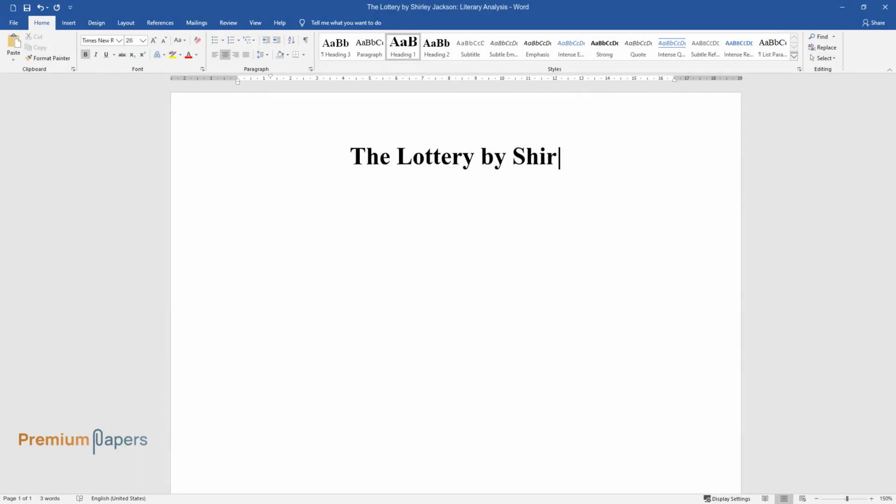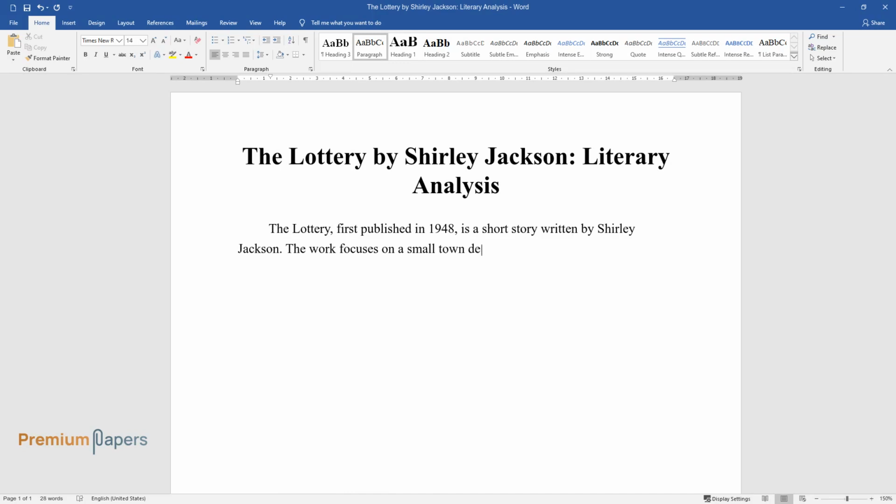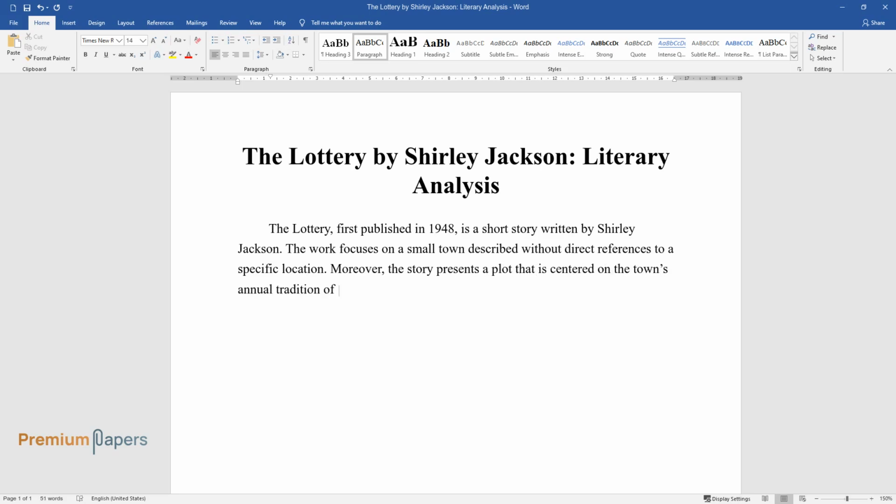The Lottery by Shirley Jackson, Literary Analysis. The Lottery, first published in 1948, is a short story written by Shirley Jackson. The work focuses on a small town described without direct references to a specific location. Moreover, the story presents a plot that is centered on the town's annual tradition of conducting a lottery, a ritual that has been modified throughout the years.